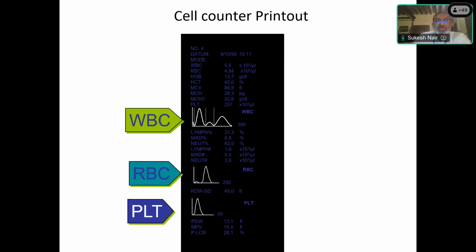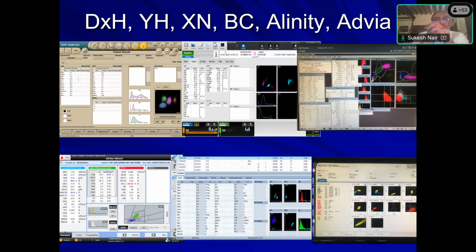The white cell histogram, the platelet histogram, the red cell histograms. But most people ignore them. They only look at the values, and the values are quite good because they're derived from these histograms, so there's nothing untoward about them. Now, some cell counters will give you what is known as the differential count of the white cells, differentiating them into lymphocytes, monocytes, neutrophils, eosinophils, basophils, with various mechanisms.